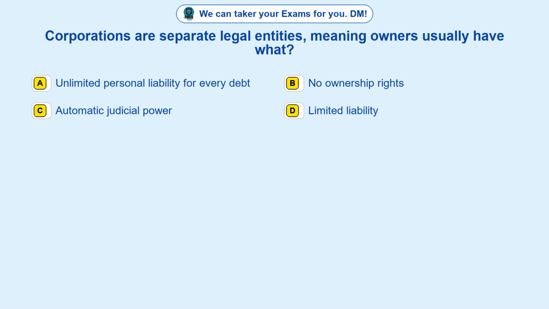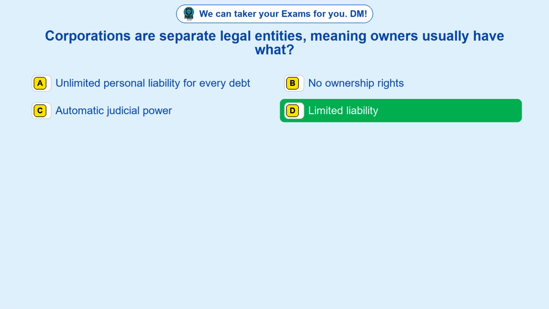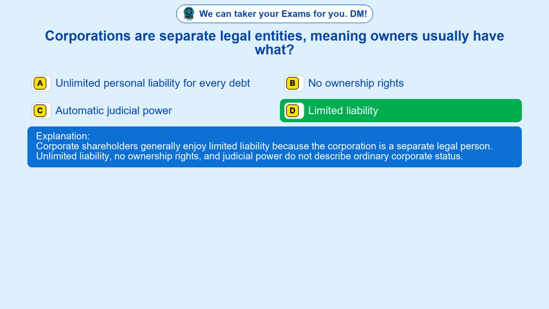Question 98. Corporations are separate legal entities, meaning owners usually have what? Option A, unlimited personal liability for every debt. Option B, no ownership rights. Option C, automatic judicial power. Option D, limited liability. The correct answer is option D, limited liability. Corporate shareholders generally enjoy limited liability because the corporation is a separate legal person. Unlimited liability, no ownership rights, and judicial power do not describe ordinary corporate status.